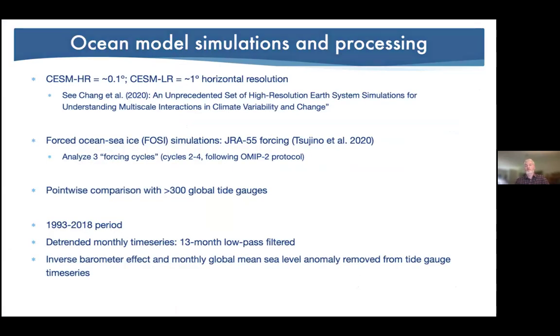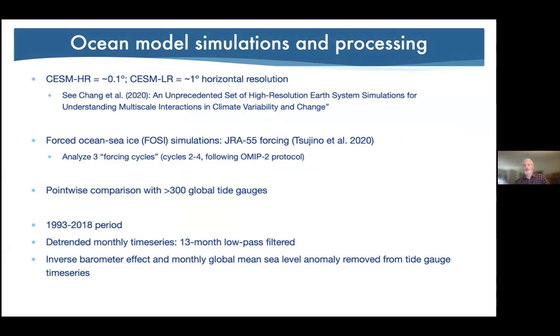Okay, so we're comparing two different ocean model simulations in a forced ocean sea ice configuration. That means we're using a reanalysis at the surface, winds, heat fluxes, to drive the ocean model. And the only differences that we're getting in terms of the representation of coastal sea level are coming from the ocean model resolution, and any parameterizations that are different in the ocean associated with that.